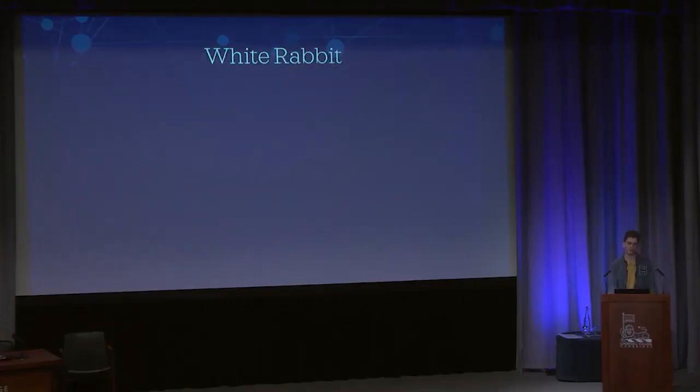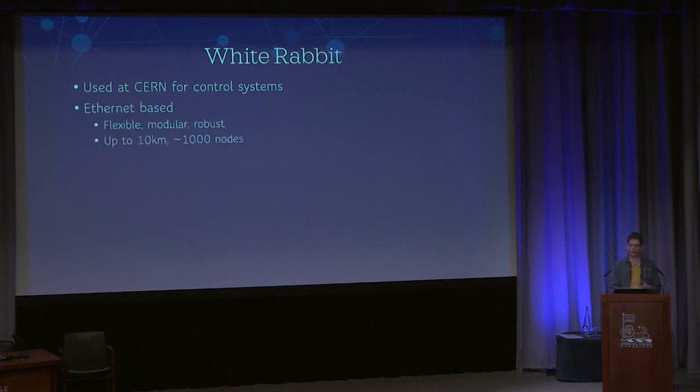And finally, we also have the White Rabbit system, which is an Ethernet-based network, which is used at places like CERN for their control systems. And using Ethernet allows this to be flexible and modular, and is pretty simple to configure and maintain, and it provides robustness against packet loss as well. And this can give us sub-nanosecond accuracy, which is needed for things like at CERN, where they're controlling the Large Hadron Collider, where they need to be super precise in the timing of controlling their equipment. And this uses what's called synchronous Ethernet to achieve synchronization.